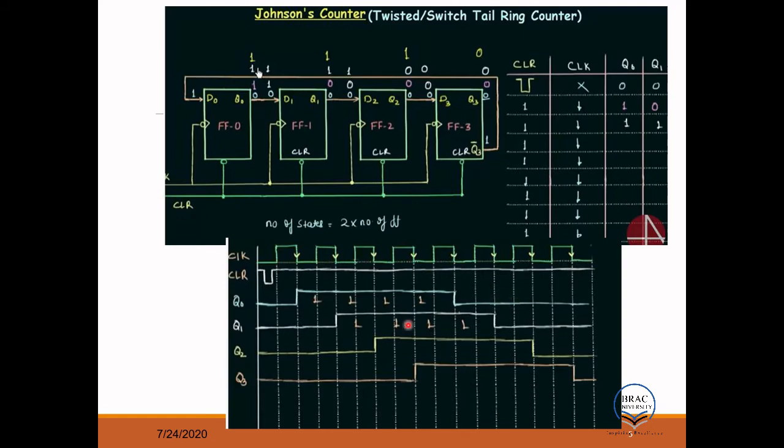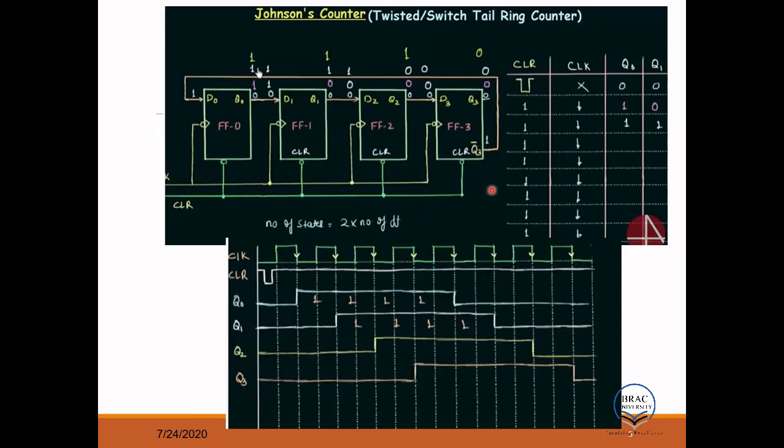The number of states will be 8, and I will show how it's counting the values. So initially clear is 0, so your output is 0, and when your clear is high, then it's looking for the clock. So the clock is here, it's changing its state to 1. But if you look at the other counters, they're supposed to change state at this clock edge or at this clock edge, right? But it's not doing it because of this feedback, the negative feedback.